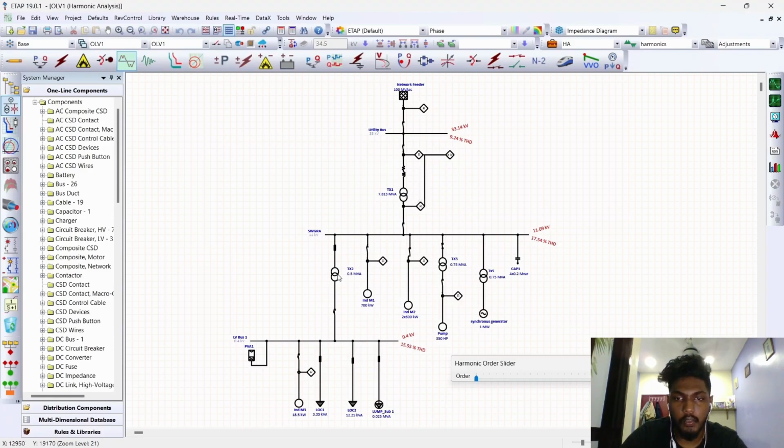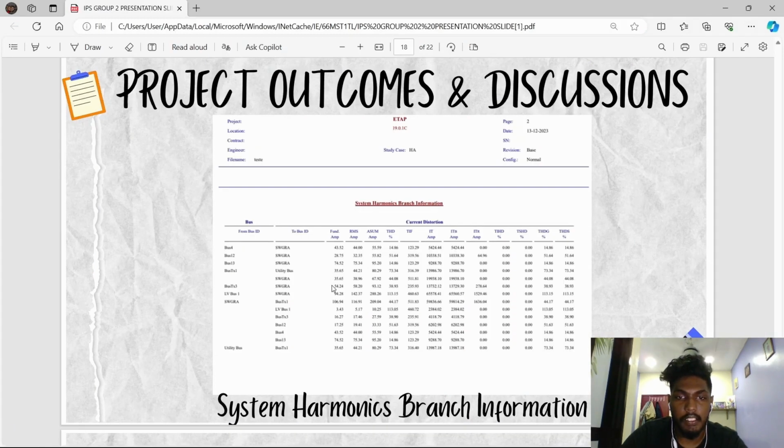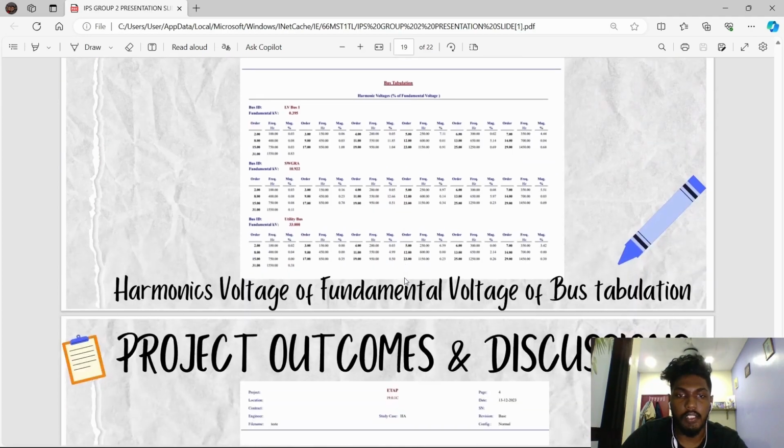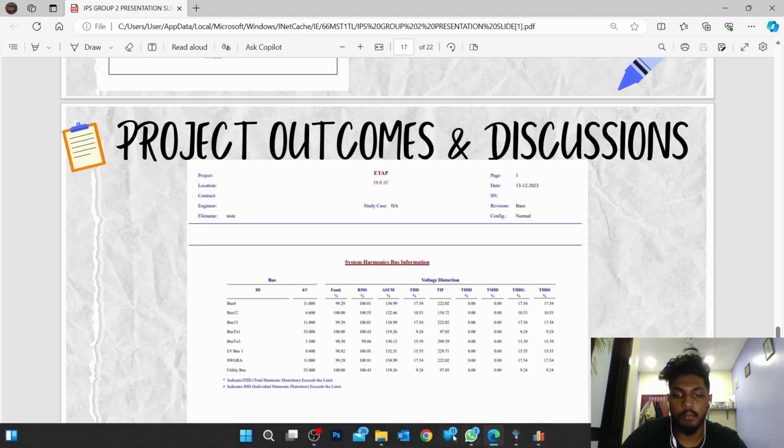So this is transformer 1, 2 and 3. See, from bus transformer 3 to SGWRA, the total harmonic distortion is here. So for the current distortion, this is the value of the current distortion from bus transformer 3 to SGWRA. So on for the rest of the data also. For the voltage it is also the same. So that's all from me.